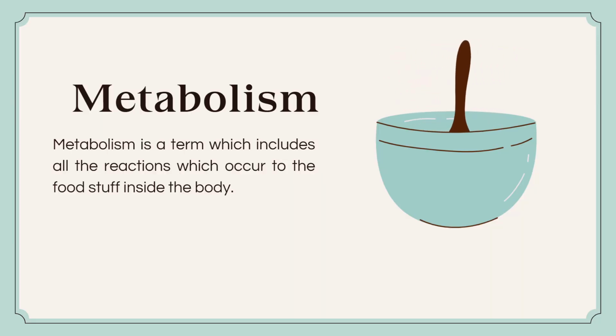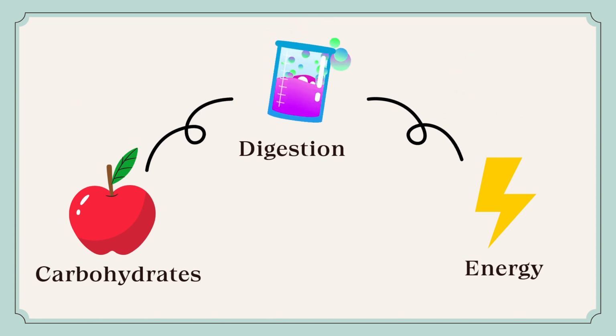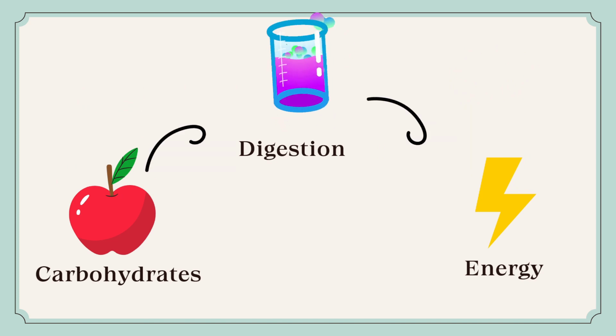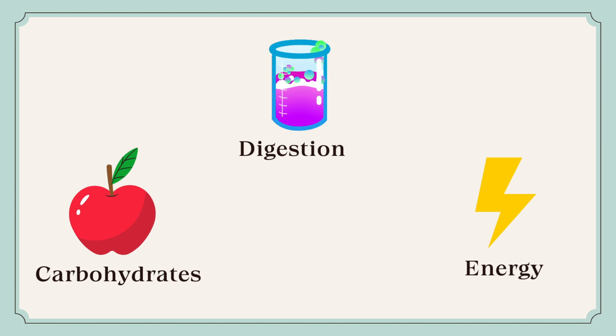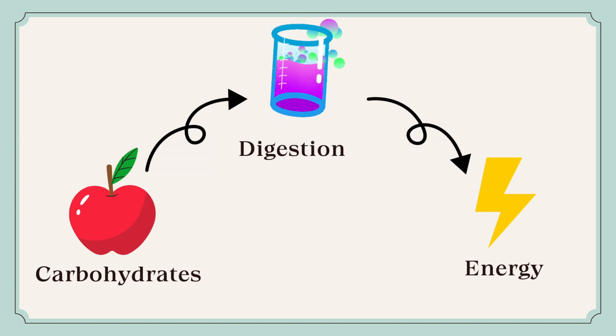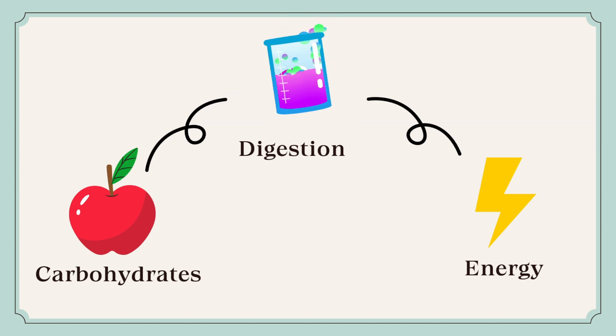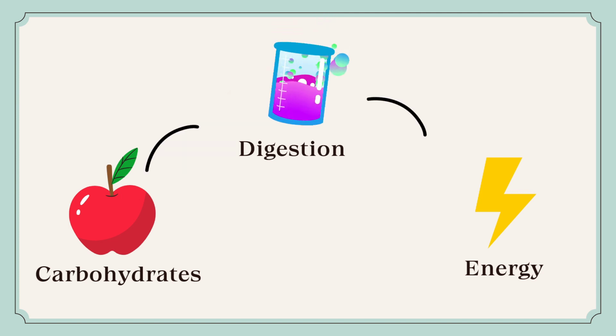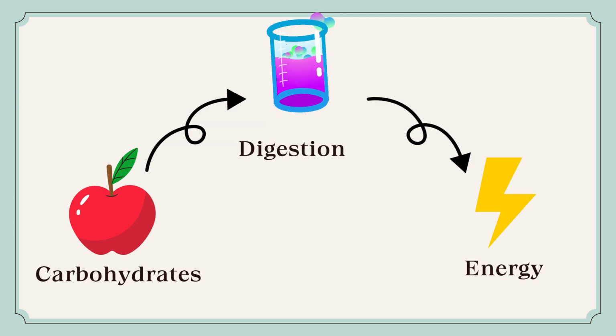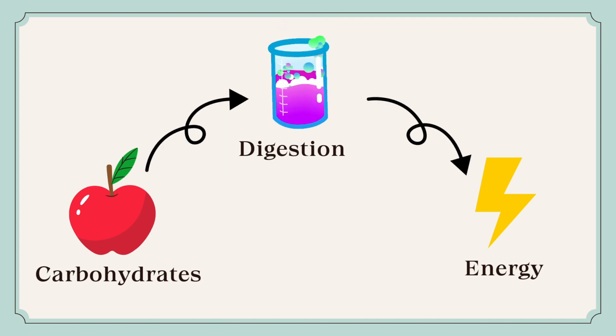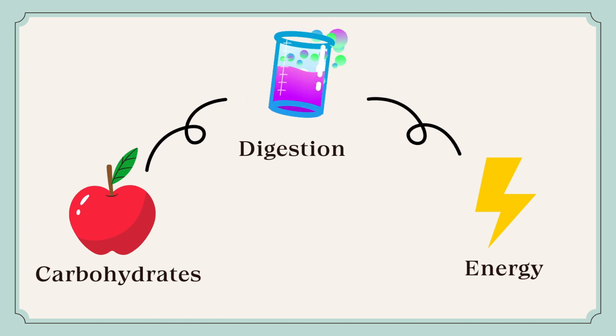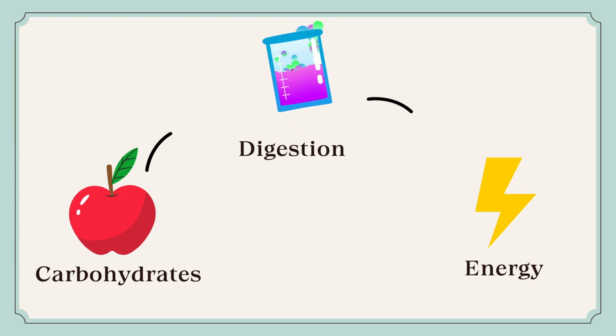So, what is metabolism? Metabolism is a term which includes all the reactions which occur to the foodstuff inside the body. For example, an apple has carbohydrates, and when we consume it, it will be digested and the energy will be extracted from the apple, which is the ATP or adenosine triphosphate that will be distributed all throughout the body.